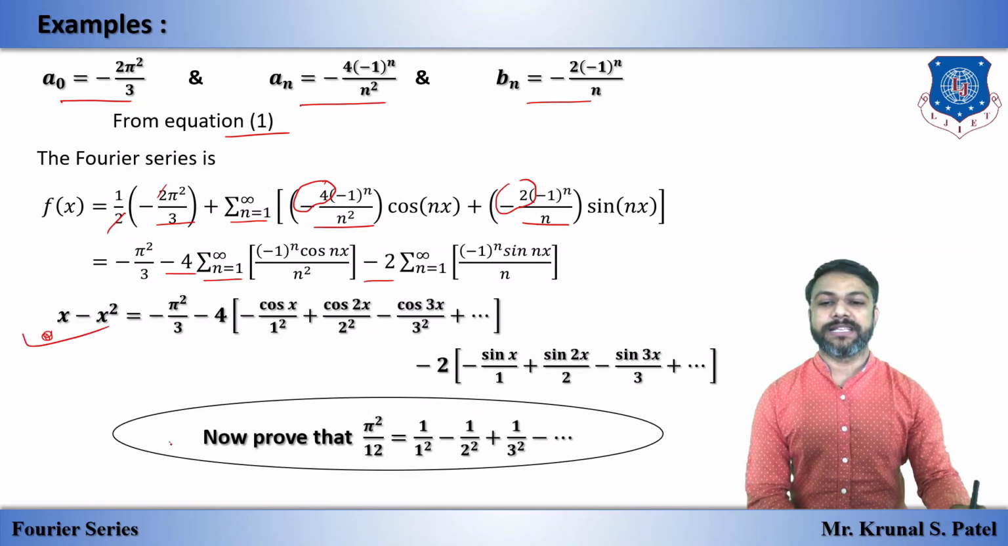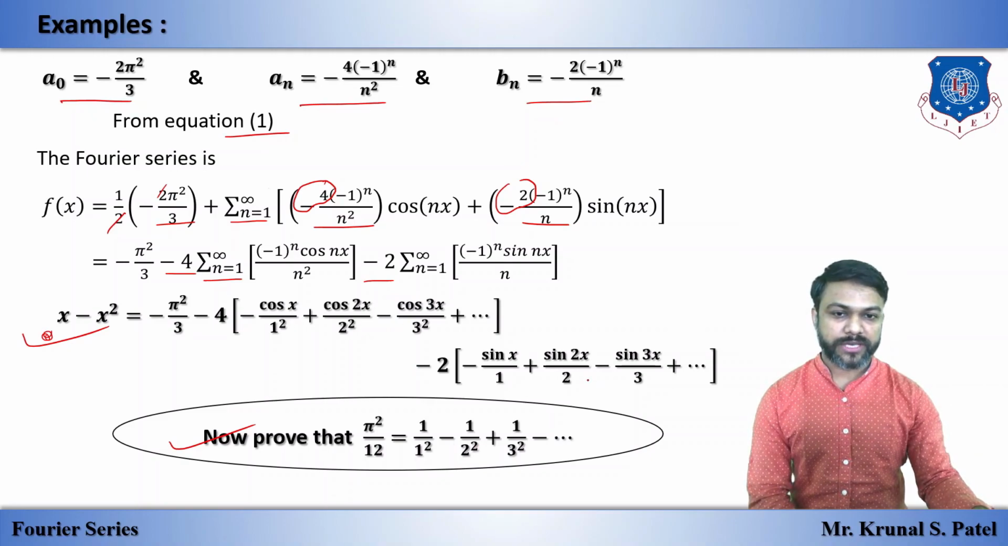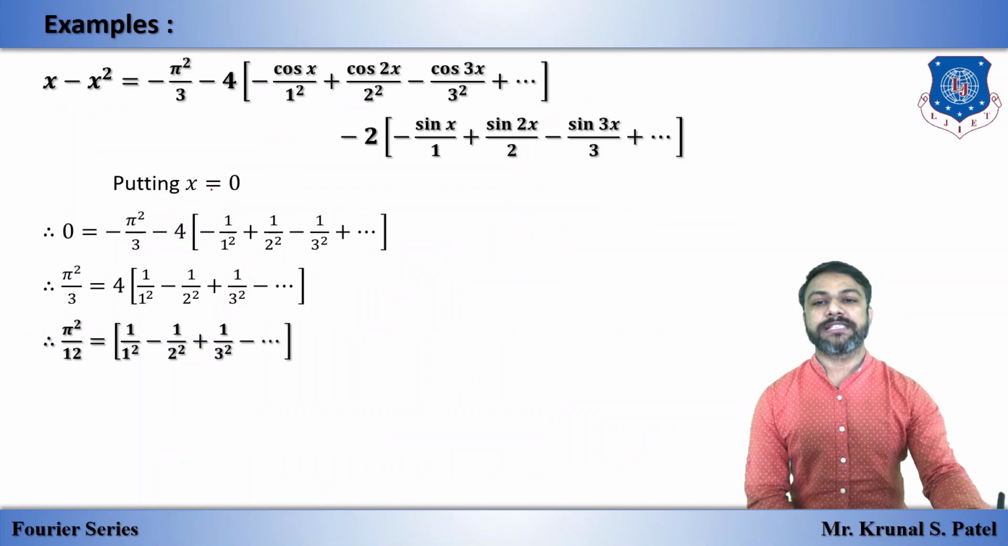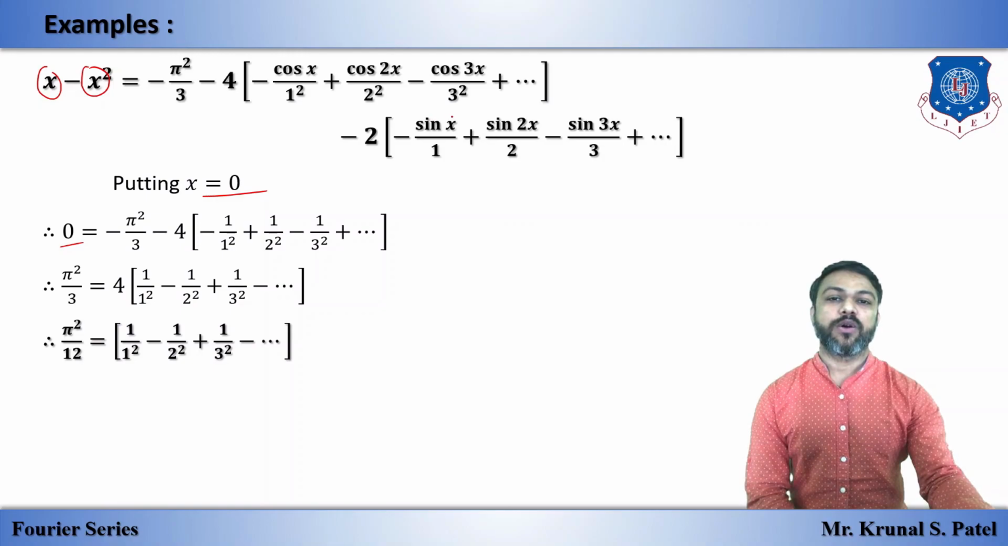Now we want to prove this pi square by 2. For that, we have to put the value of x. Here we need 1 square, 2 square, 3 square, no need for 1, 2, 3. So we have to keep one thing in mind, where the value of sine becomes 0. So we will take x is equal to 0, as we have discussed, so this is 0, this is 0, so 0 minus pi square by 3, minus 4 as it is, all sine 0 is 0, cos 0 is 1, so we have 1 minus 1 by 1 square plus 1 by 2 square minus 1 by 3 square, and so on.